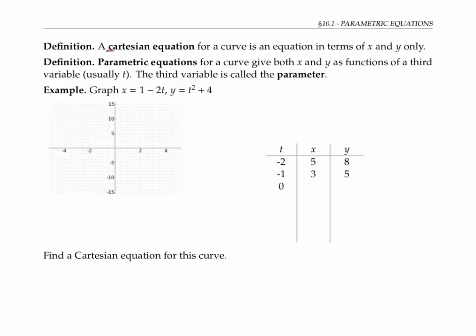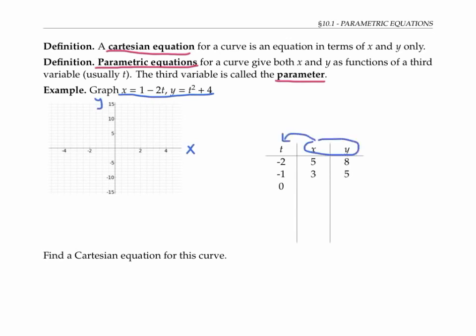A Cartesian equation for a curve is an equation in terms of x and y only. Parametric equations for a curve give both x and y as functions of a third variable, usually t. The third variable is called the parameter. As our first example, let's graph the parametric equations given here on an xy coordinate axis. We'll do this by finding x and y coordinates that correspond to the same value of t.